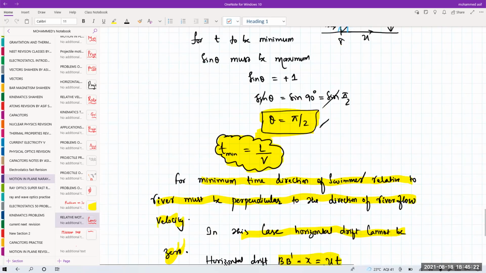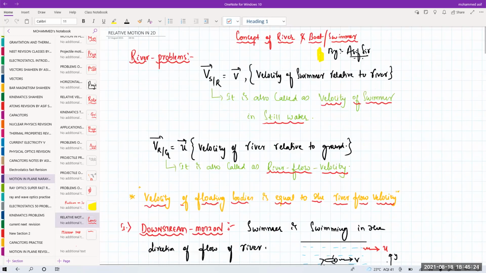So today you just go through this one, beta. I'll try to do the numericals on this one in tomorrow's session of the class.